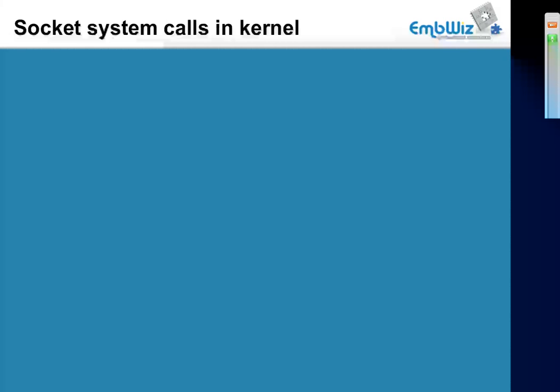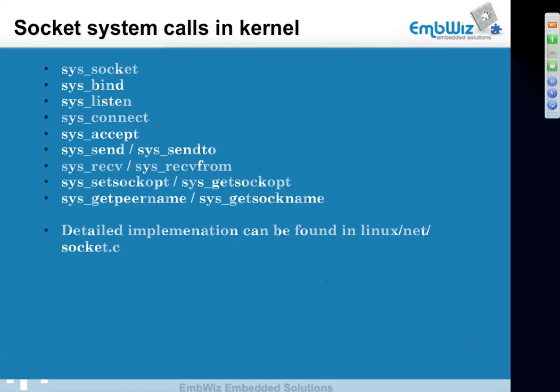Going forward, these are the system calls related to user space sockets. sys_socket is the one which is called when the user gives a socket system call. Similarly, you can see bind, listen, connect, all with similar names. It's a very standard convention in the Linux kernel that all system calls start with sys_. The implementation is very detailed, and you can find it in linux/net/socket.c in the kernel source code tree.